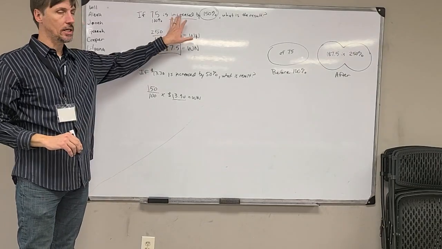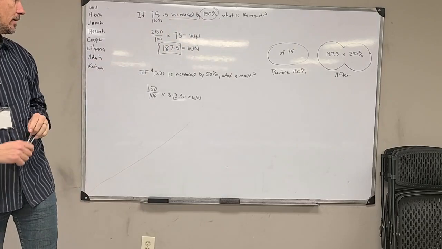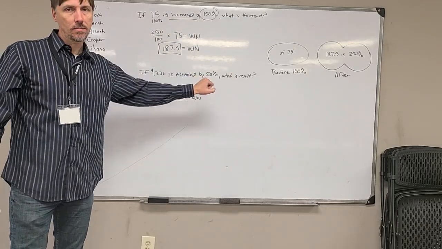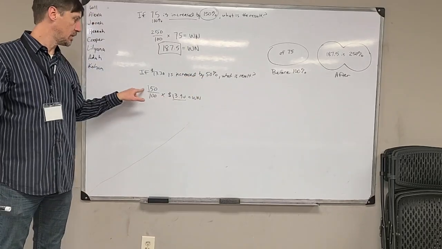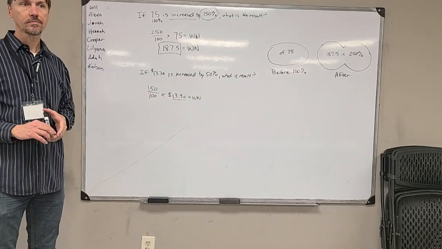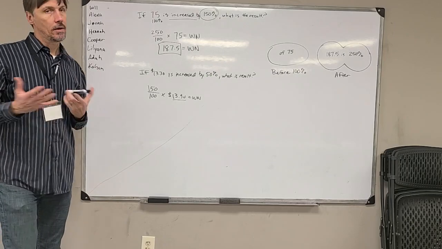So this is the key. You're looking for that language, it's increased by. Here, 13.30 was increased by 50%, so instead of 50%, I have to add 100 to it to give me 150%, okay? Good question.